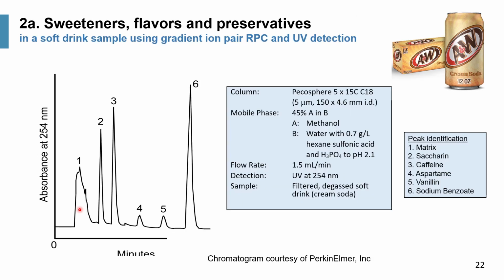An application on the sweetener, flavor, and preservative in soda. Here's an application done a while ago of cream soda, which contains 5 components, easily assayed under isocratic conditions with ion pairing reagent. Those are saccharin, caffeine, aspartame, which is a sweetener, vanillin, the flavor, and sodium benzoate as a preservative.